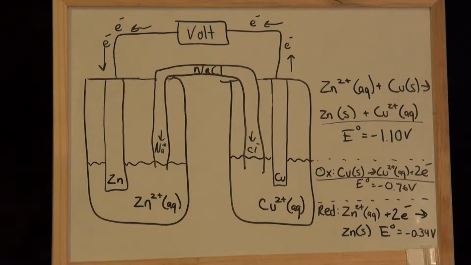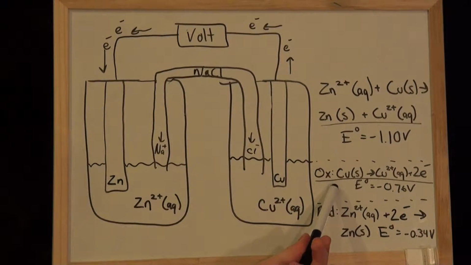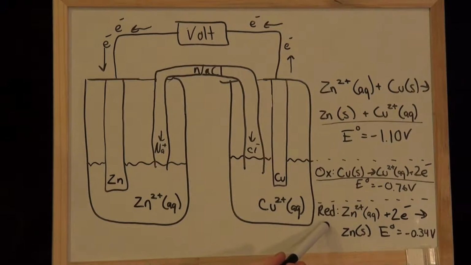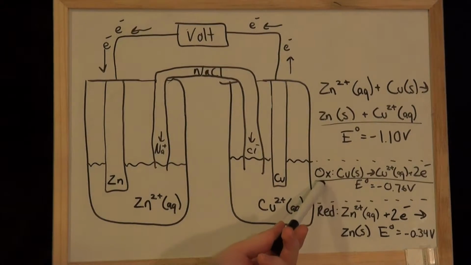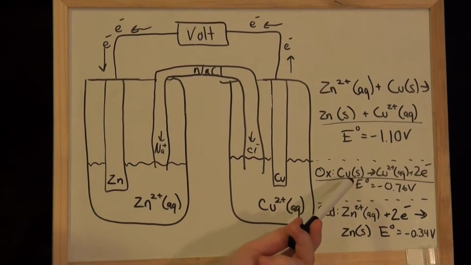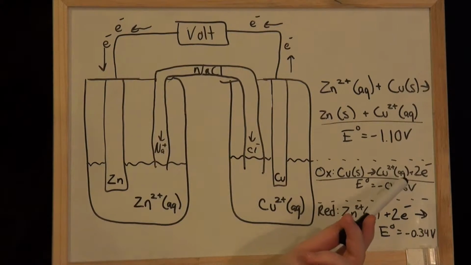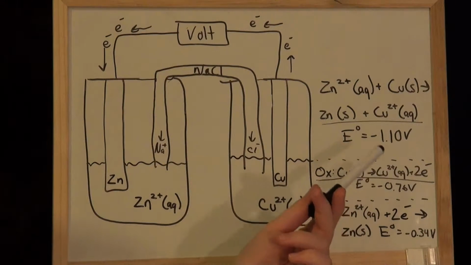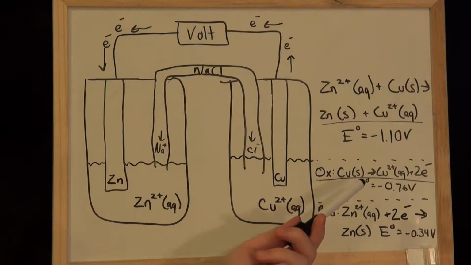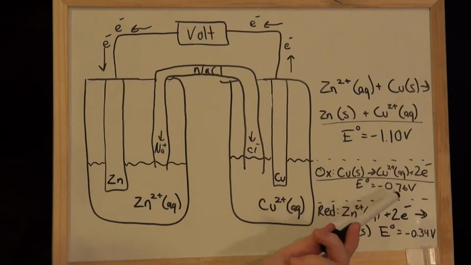In an electrolytic cell, you have two half reactions. You have one, which is the oxidation, and the second one, which is reduction. In the oxidation half reaction, you have copper solid goes to copper 2+ aqueous plus 2 electrons, and this electric potential is negative 0.76 volts.